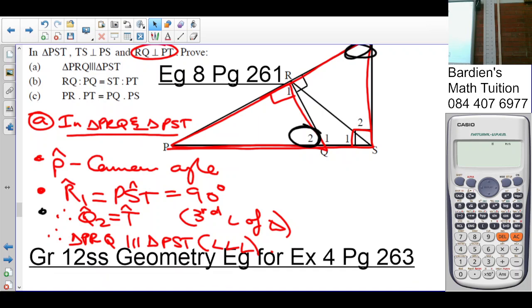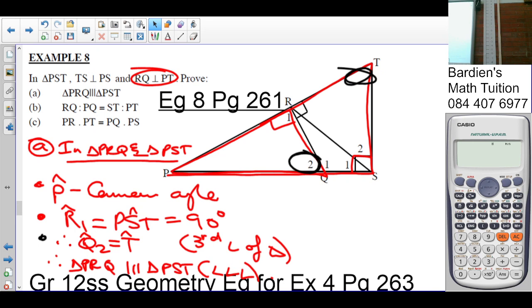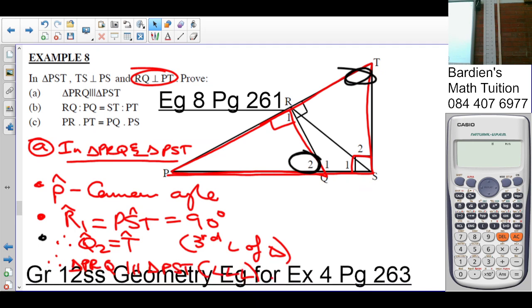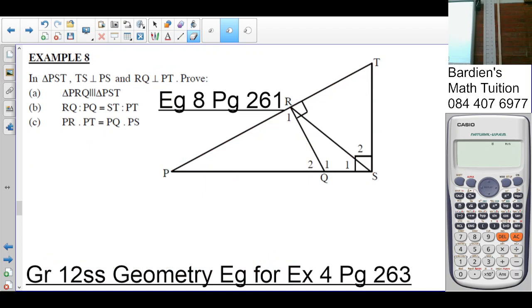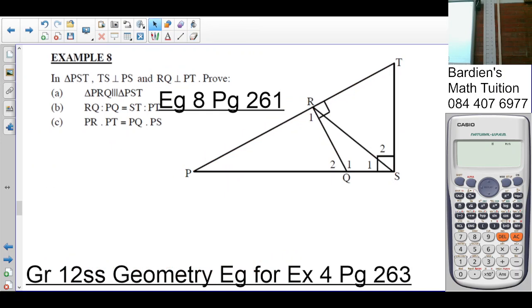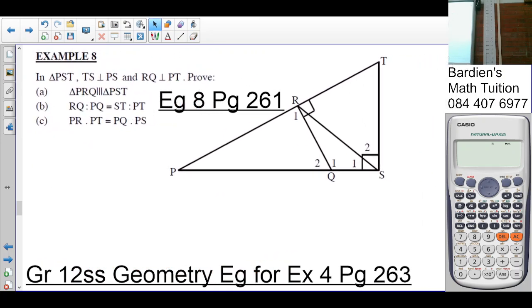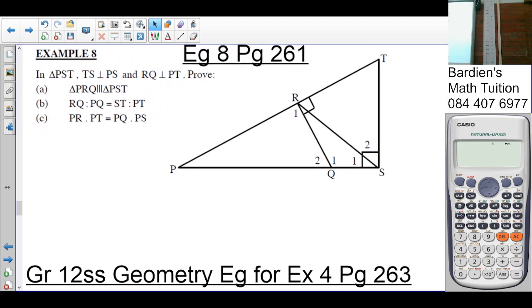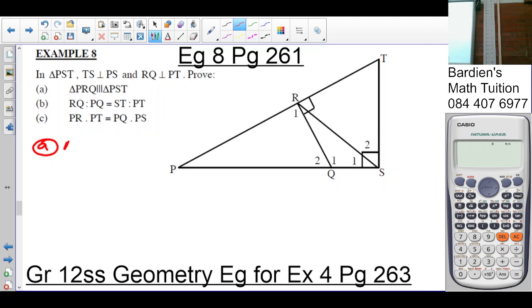Okay. So what I'm going to do is take what I've written down now from the board, because I want to keep the diagram in focus here. That's going to be behind the calculator, so rather not. So in A, we have proven that triangle PRQ is similar to triangle PST. Right. Let's go with B.